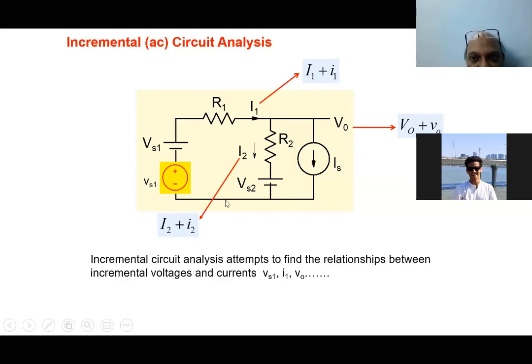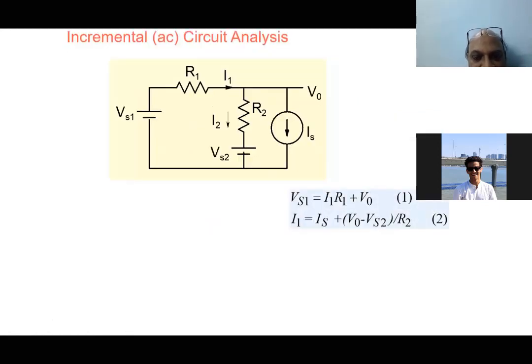We are not looking at the relationship between V0 and VS1 or I1 and VS1 and all that. We're looking for these changes here. What happens to the small i1, the change here and the change here and the change here, right? So that's what is meant by incremental circuit analysis. What is the relationship between the incremental change in the source voltage and the corresponding change in the output voltage or some currents that are there here? So we're talking about change in quantities, currents and voltages.